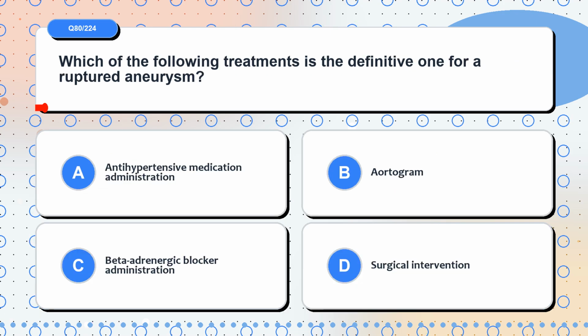Question 80. Which of the following treatments is the definitive one for a ruptured aneurysm? Here are the options. Option A. Antihypertensive medication administration. Option B. Aortogram. Option C. Beta-adrenergic blocker administration. Option D. Surgical intervention.